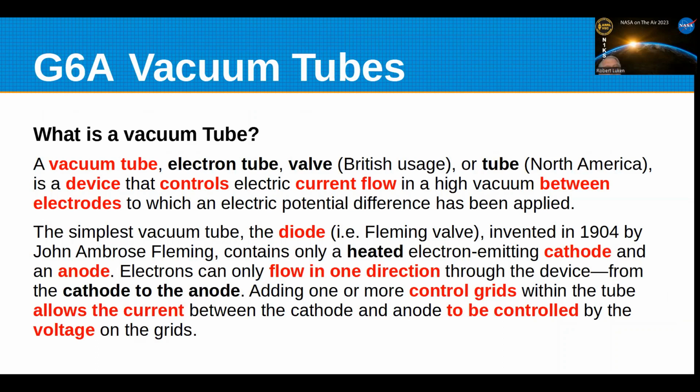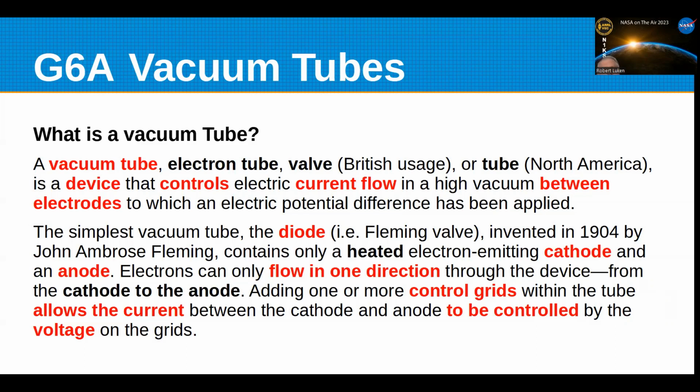Vacuum tubes. The British call them valves. We just call them tubes. It's a device that controls the current flow between elements that are in a high vacuum, when you apply a potential difference.